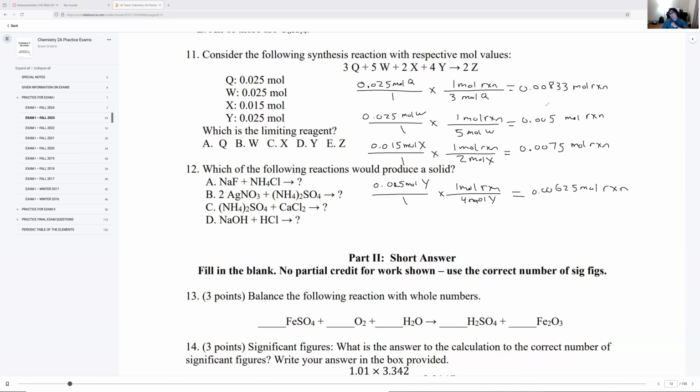So you can see here, just comparing the first two, that W is smaller than Q. And then W is smaller than X. So we're still at W. And W is smaller than Y. So W is the limiting reactant. And that's it. You can do the reaction the least amount of times. Least recipes' worth.